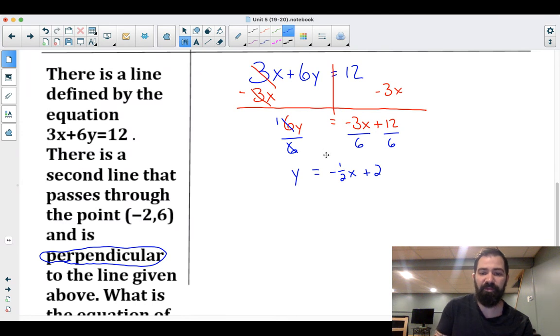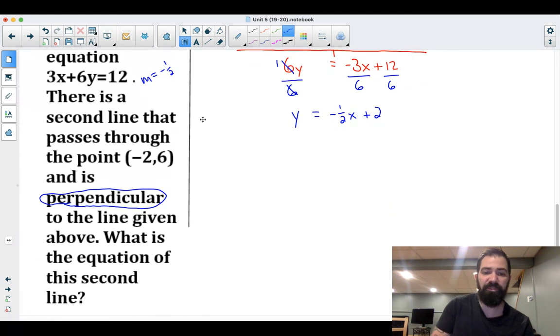Okay, now we need to identify our slope. Our slope for our original equation is negative 1/2. So we need to identify the perpendicular slope. What's our perpendicular slope? Opposite of a negative is a positive. Reciprocal of 1/2 is 2/1, so that just equals a positive 2. Our perpendicular slope equals 2.